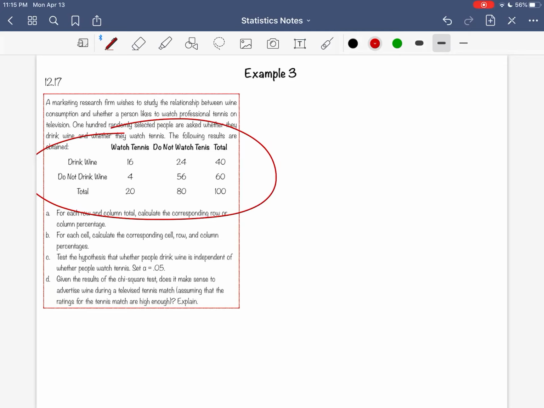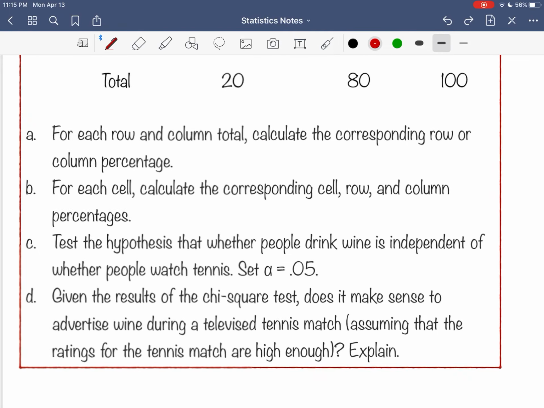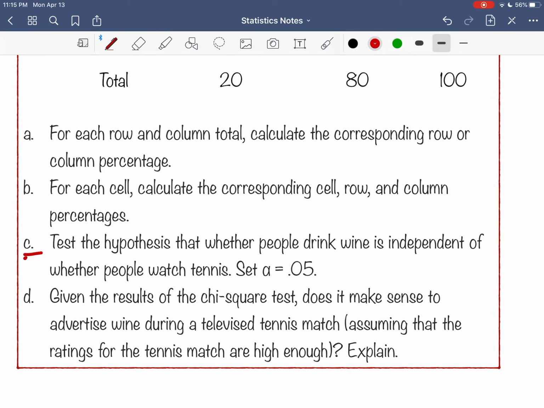chapter 4 for probabilities. The question goes on to ask you to calculate the corresponding row and column percentages as well as cell percentages. It's a very silly question because clearly you can see that 16 out of 100 people equates to 16%. So the first two parts of the problem are pretty simple, straightforward. Part C is where it's important.